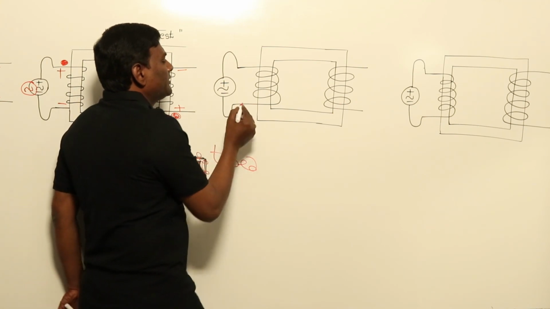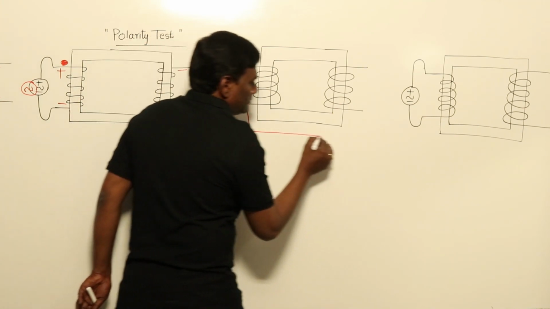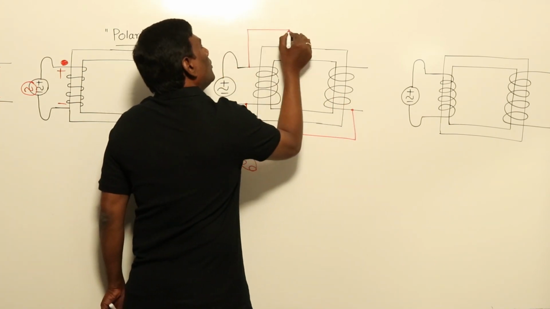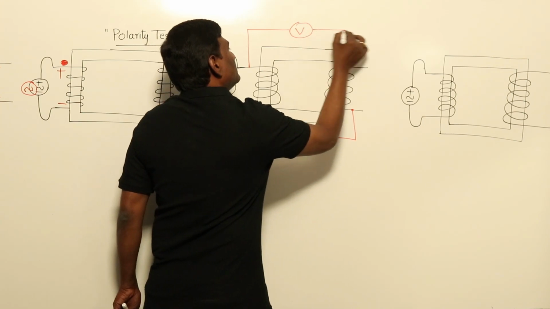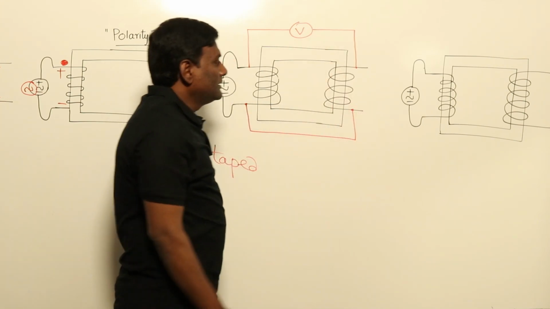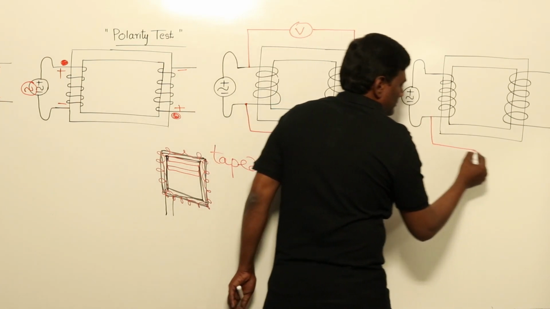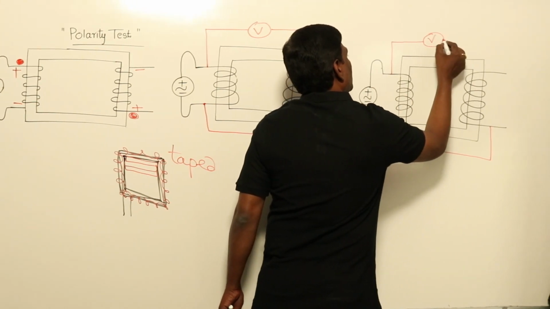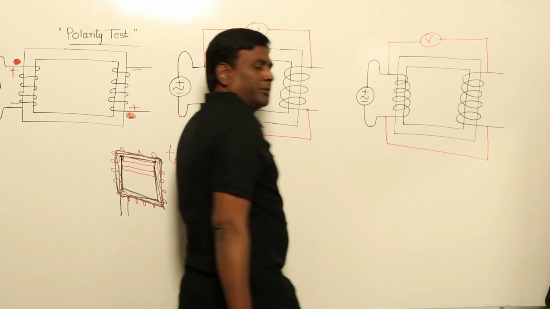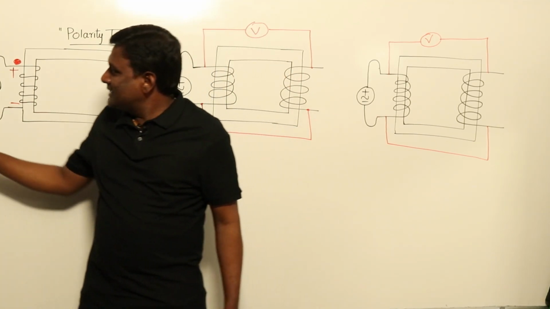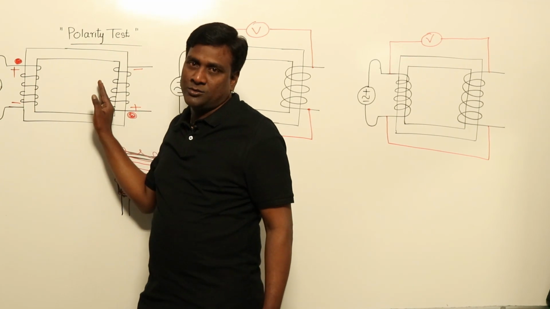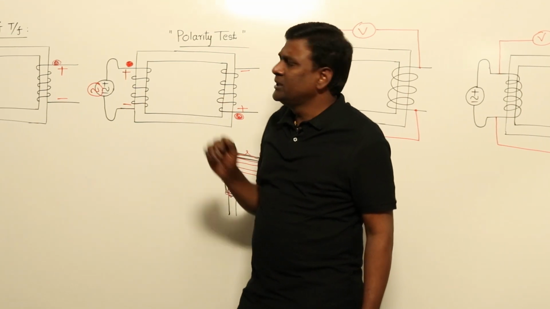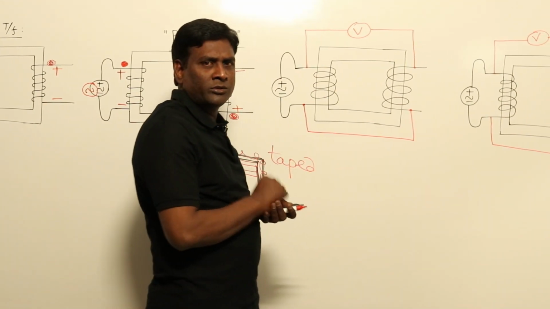So what I'm going to do is, let me connect this wire, short circuit, and let me connect one voltmeter. Similarly here also, let me connect one voltmeter. Let me tell you, in a physical transformer, either this connection should happen or this connection should happen. Either this connection or this connection, there is no other possibility. So in my practical transformer also there are two possibilities.